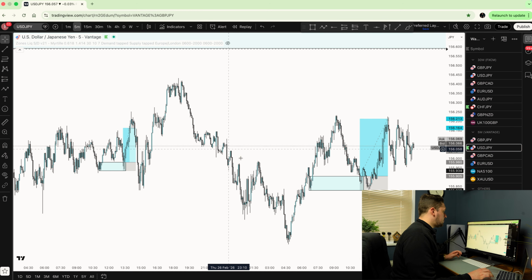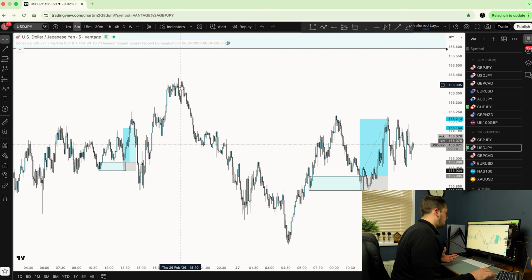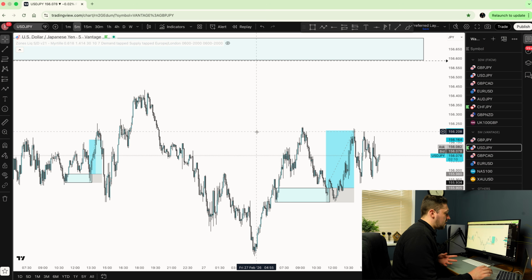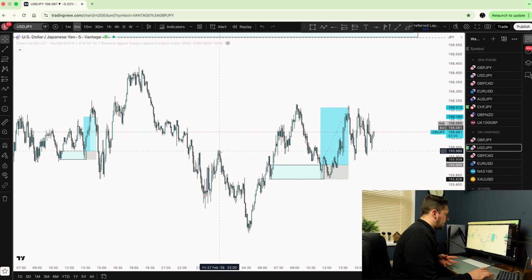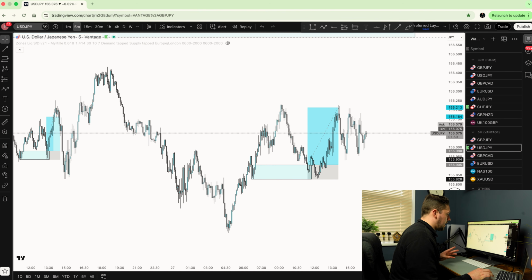So naturally, we've got this big move down. We want to come and correct it. We've still got loads of imbalance up here. We've got open supply zones up here as well, so they're naturally going to be our first targets. And with price breaking this high here, it's a very good indication that we're now coming up to do that. So that was the thesis behind taking this trade.